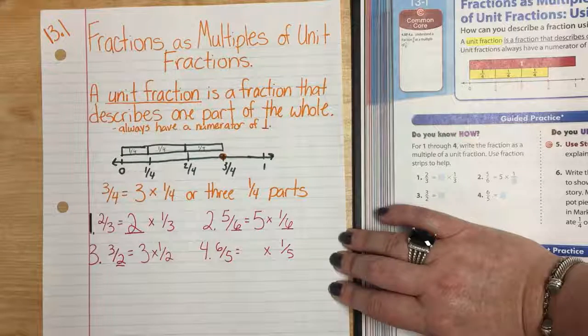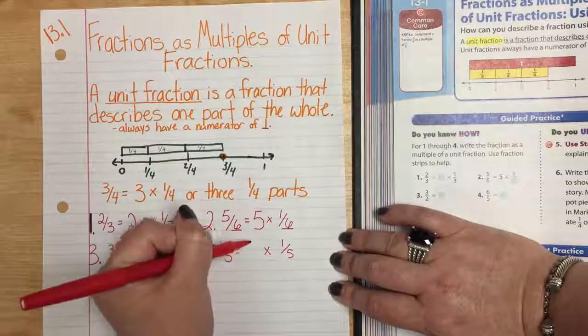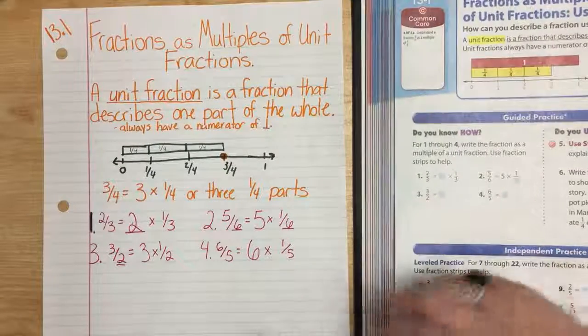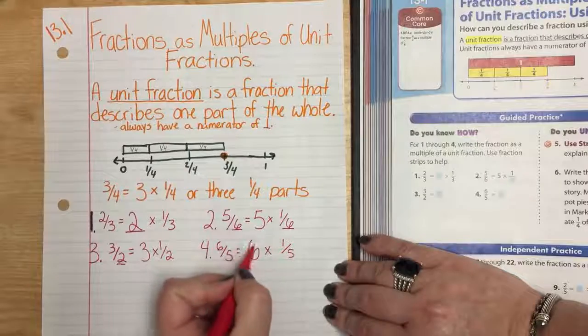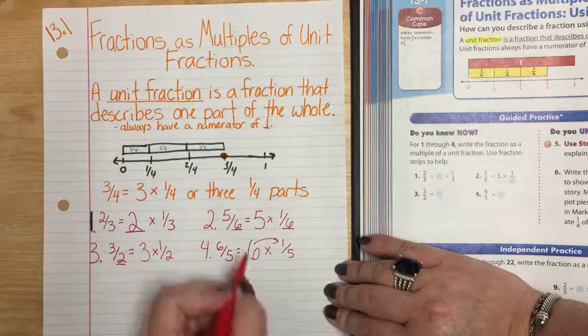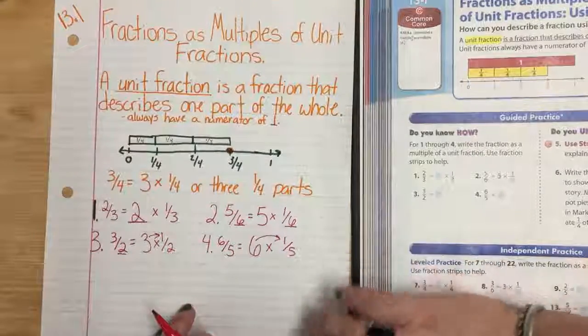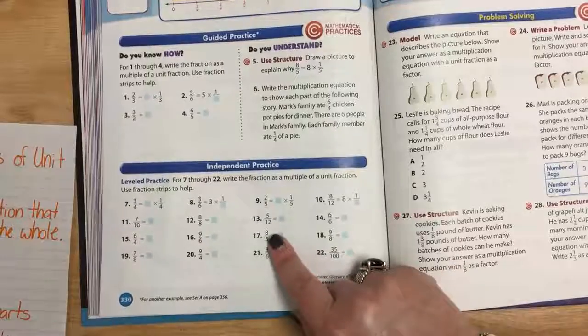I know this is really hard for you guys, but I'm sure you can do it. 6 times 1/5. Okay? Really simple stuff, guys. All you're doing is multiplying the numerator. That's it. So what you are going to do now is the independent practice, okay?